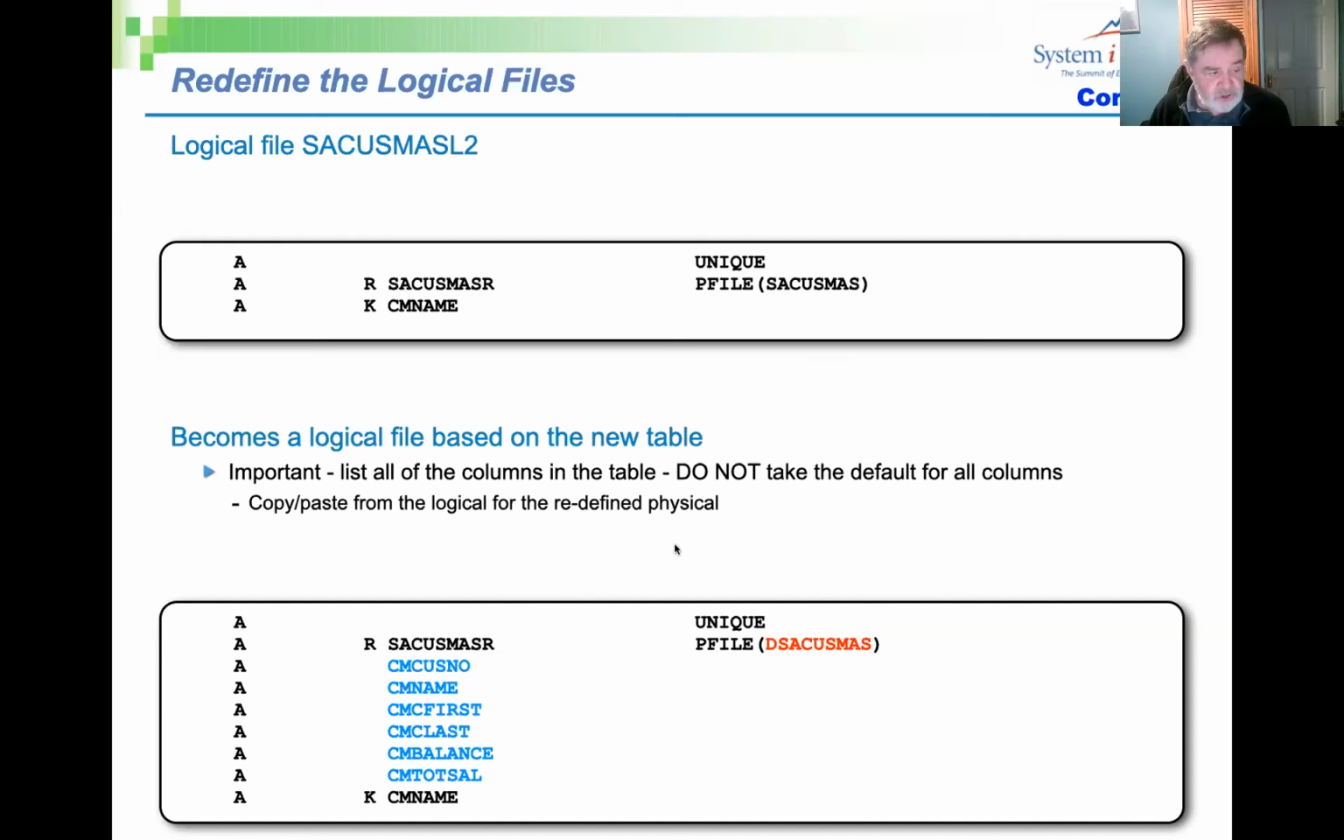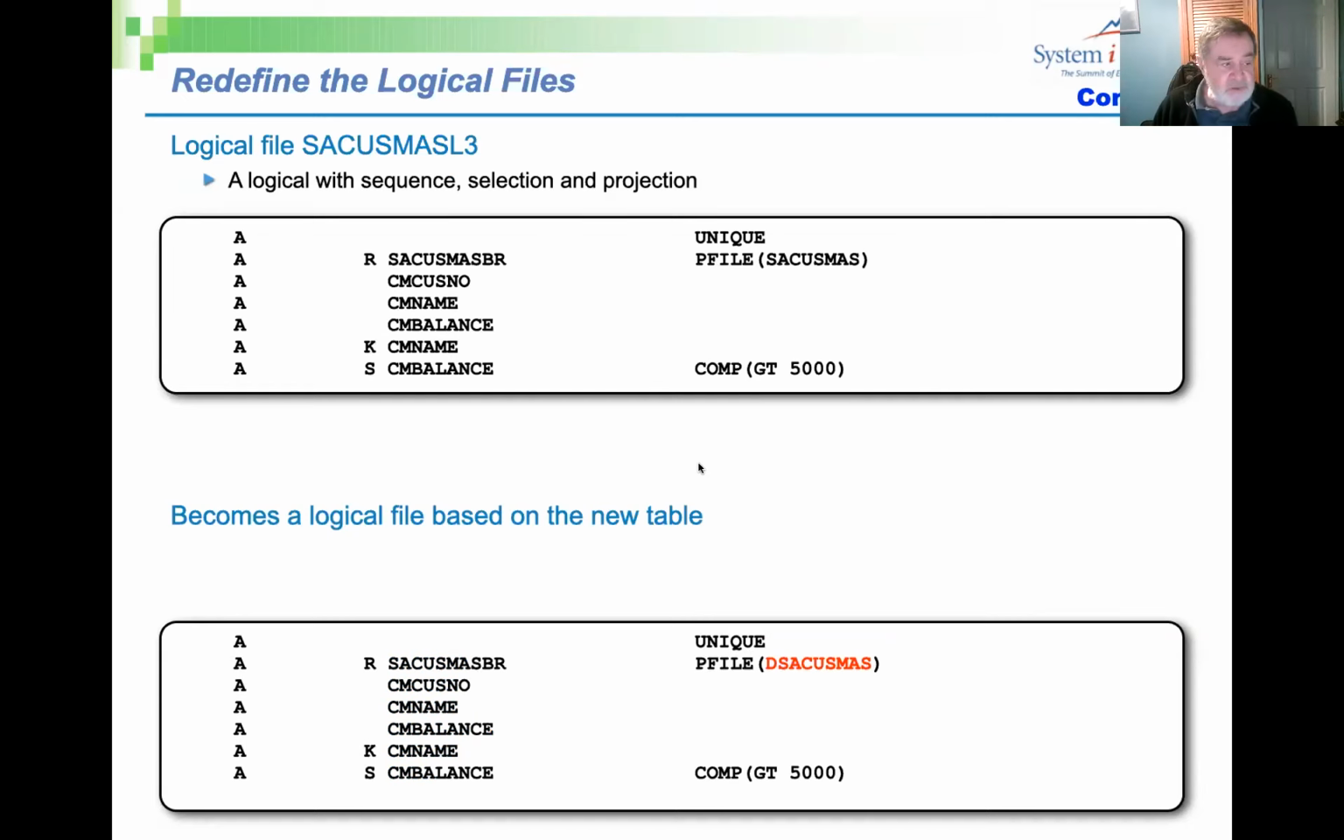So this is just showing you another logical, the exact same. Copy them all in. Change the P file to now be pointing to the new table. Where you had something like this, and somebody had asked, can you use select omit logic? So here was an old logical that I had with select omit logic. Again, all that's changing in this is the name of the table. The physical file changes to the name of the table. Since I was already doing projection in here by listing the columns, it's still the exact same columns on the physical file.